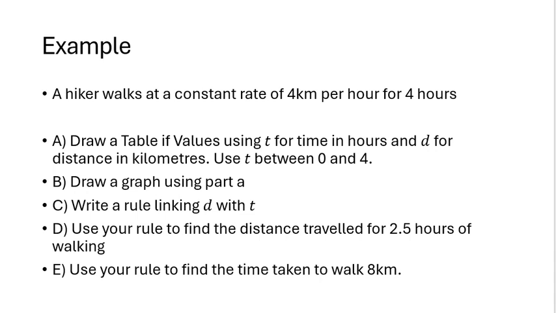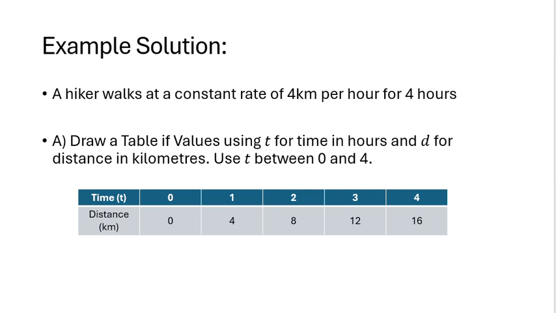So the question is just simply saying a hiker walks at a constant rate of 4 kilometers per hour for 4 hours. Draw a table of values using T for time in hours and D for distance in kilometers. Use T between 0 and 4. I'm just going to go all through it now.